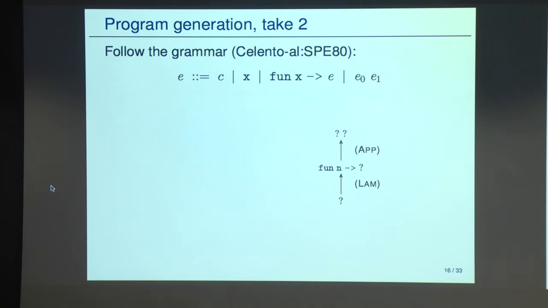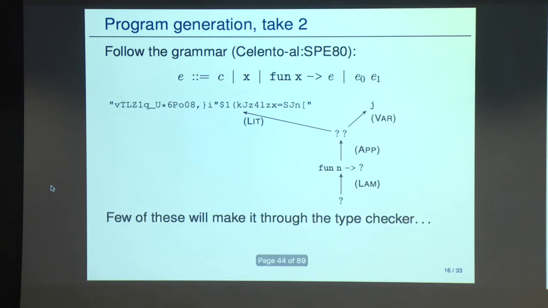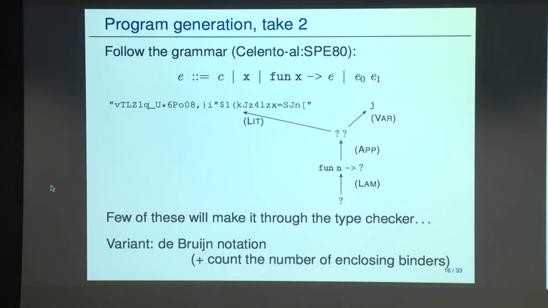Okay, so give me an operator. Any one of these 4 productions. Ooh, I got a string literal, and then, an argument. Well, I got a variable j. Okay, so as you recognize, few of these will make it through the type checker. We are applying a string here to a free variable. Yeah, or you can do variations of this, but bottom line is, yeah, you're still going to battle the type checker.